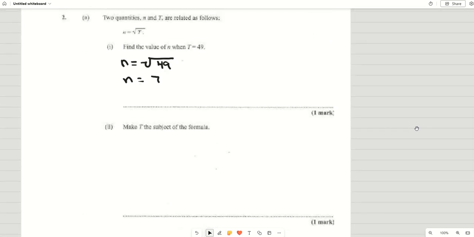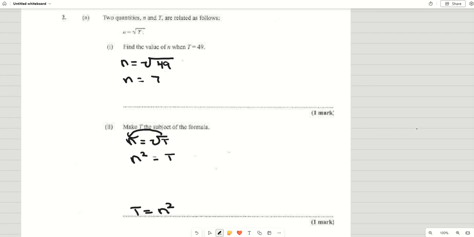Now they said make T the subject of the formula, meaning we want T by itself. So we know N is equal to the square root of T. We want to carry across that square root sign. If you carry across the square root sign over the equal sign, the opposite of square root is squared. So it will be N squared is equal to T, or in other words, T is equal to N squared.